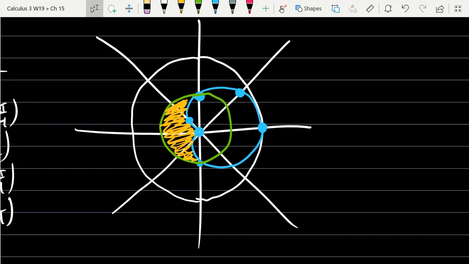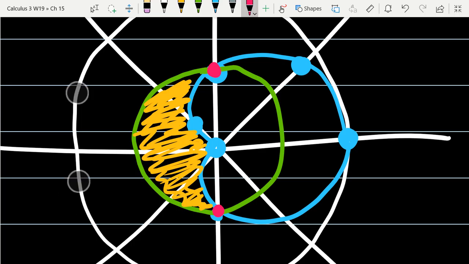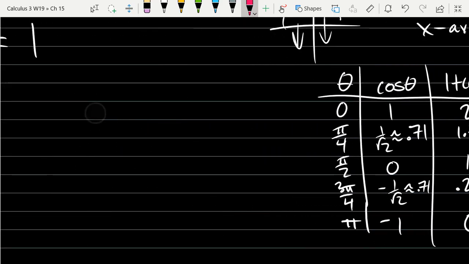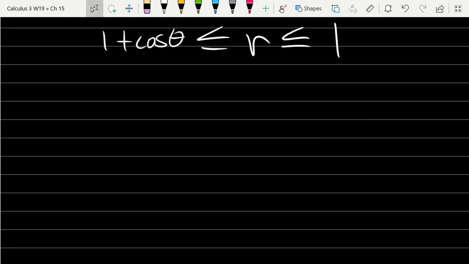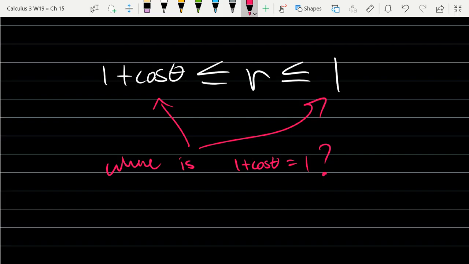All right, so we need to get that area. How many places do they intersect? Two intersection points. You can see the angles right here. I don't want you to use the graph to find these intersections. Instead, use the inequality that we have and use algebra. So figure out the theta value to make these equal. So where is 1 plus cos theta equal to 1? Where do we get equality?